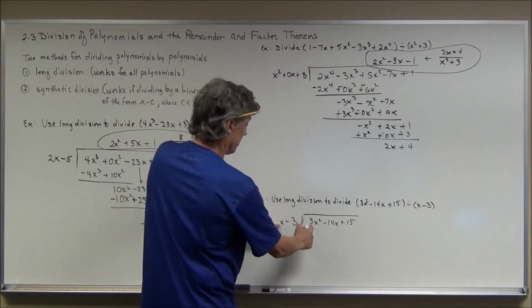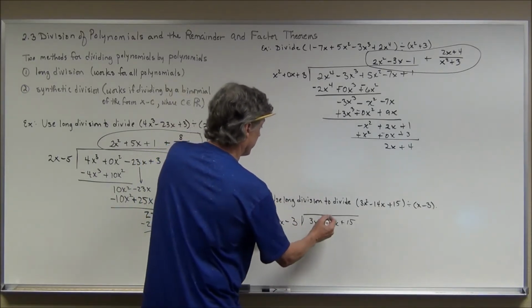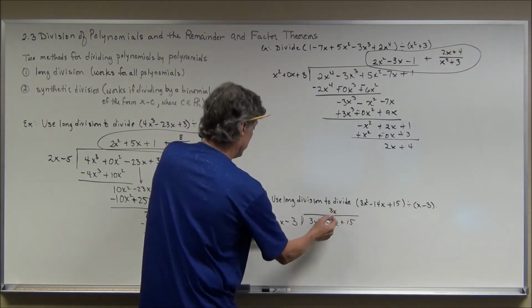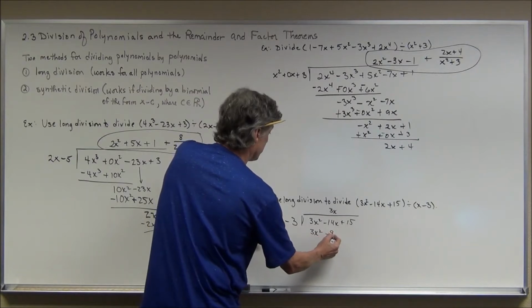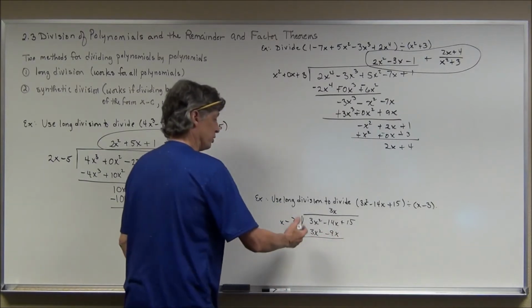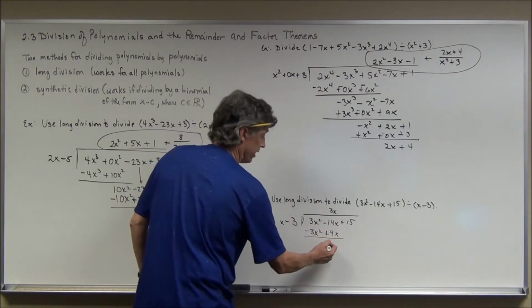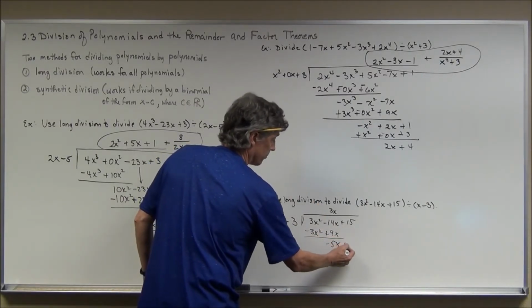What times x gives me 3x to the second? Well, that'd be 3x. And I multiply 3x to the second, and that looks like that's going to be a minus 9x. Here's where I change the signs. This is going to be negative, this is going to be positive. I add straight down, I get a negative 5x plus 15.